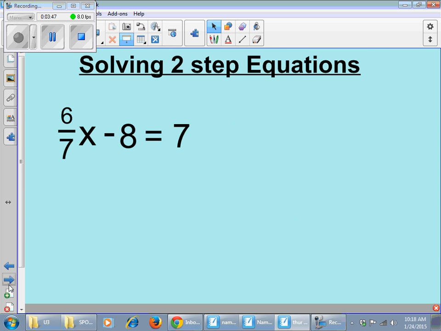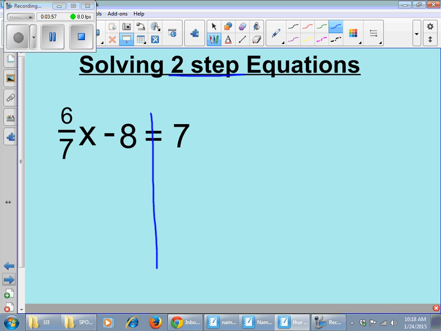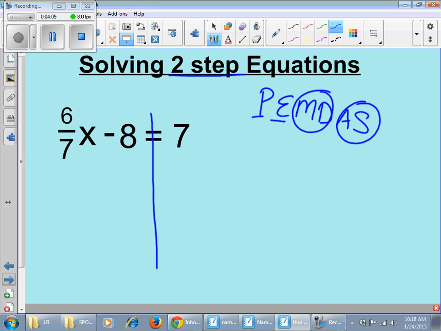Now let's take it a step further and look at two-step equations. This simply means you're doing the same steps, which is opposite operations on both sides of the equal sign. However, there are 2 steps. So what order do you perform those operations in? Well, typically when there's more than one operation in a problem, we follow PEMDAS. Parentheses first, exponents, all multiplication and division, all addition and subtraction.